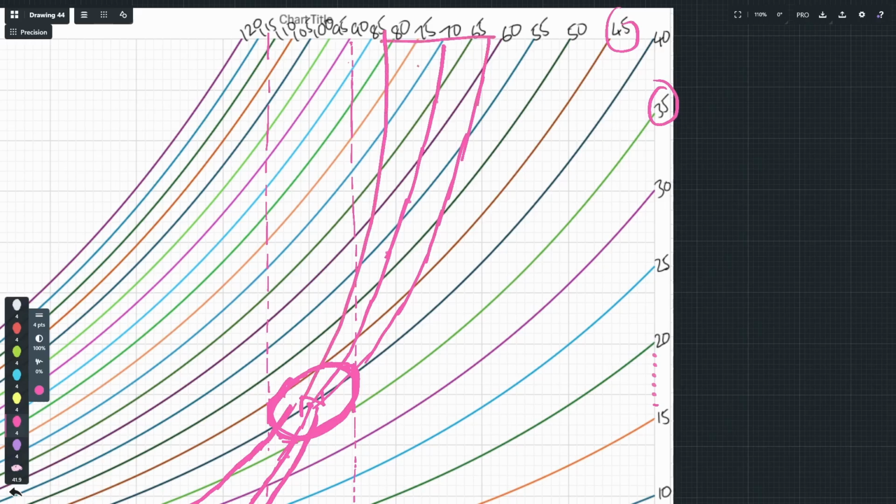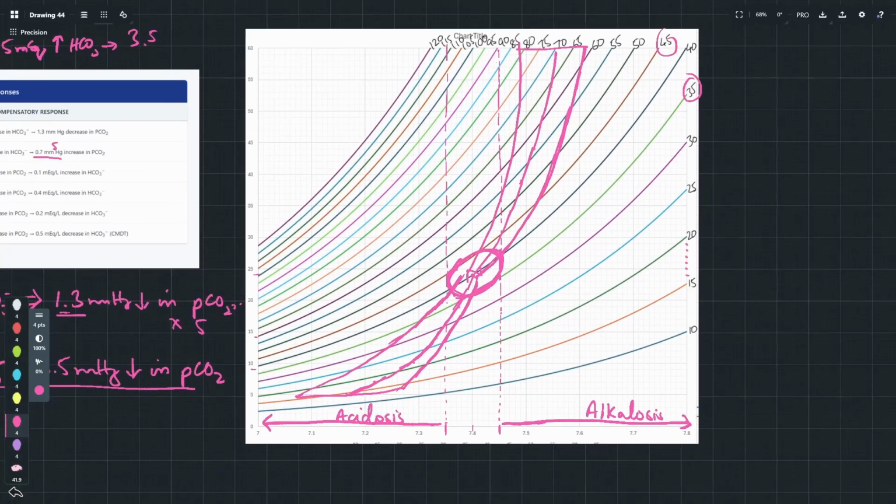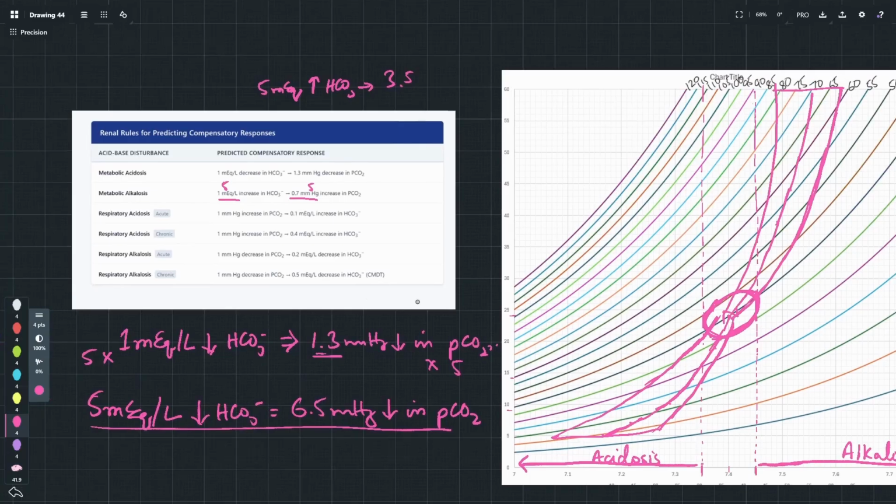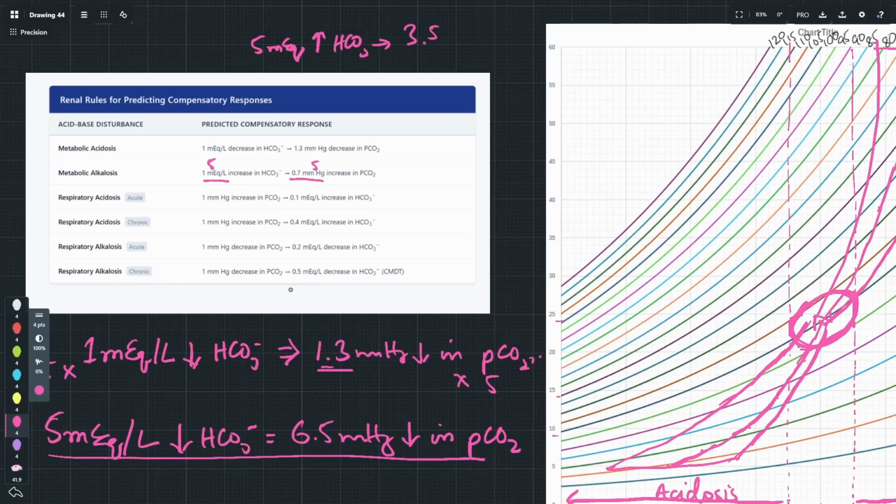So this is the line to represent the metabolic alkalosis, right? So this was about metabolic alkalosis. Then let's move forward to respiratory acidosis.